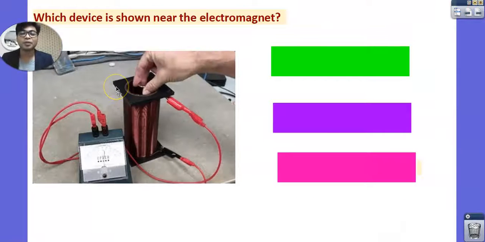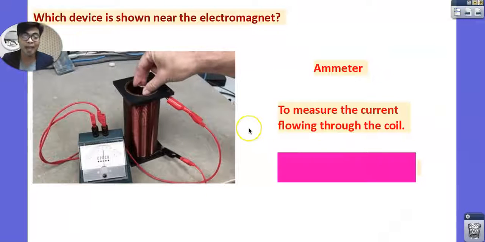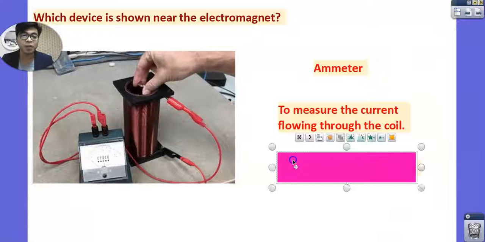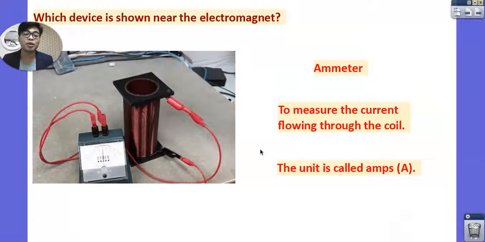So I want you to take a look here at a very powerful and very useful device that we used a while ago in an experiment. So what is this one? We call this your ammeter. And what does an ammeter do? The ammeter is used to measure the current flowing through the coil, and the unit is called amps or A. So it will tell you how strong the electric current is. And in the laboratory, we usually use that to measure the electric current, let's say using batteries, and of course, using the electric current produced by an electromagnet.